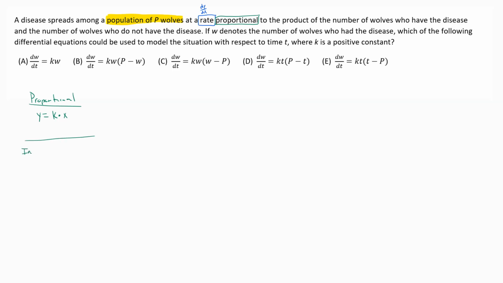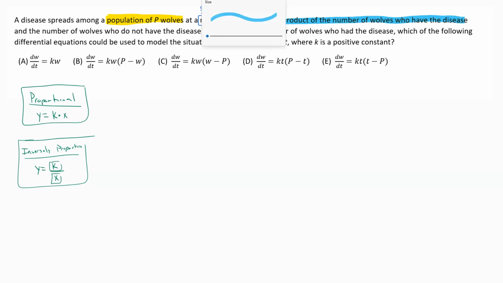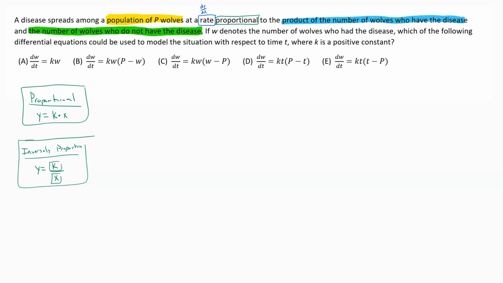Whereas they could also say something like inversely proportional. And that would be something that looks like y equals k over x. So if you look down at your page right now and you saw in the answers anything that had the k value sitting up on top and your equation on the bottom, you would know that's probably a trap answer because this one is talking to us about it being proportional. So what's it proportional to? It's proportional to the product of the number of wolves who have the disease and the number of wolves who do not have the disease. So we need the product of those two things.